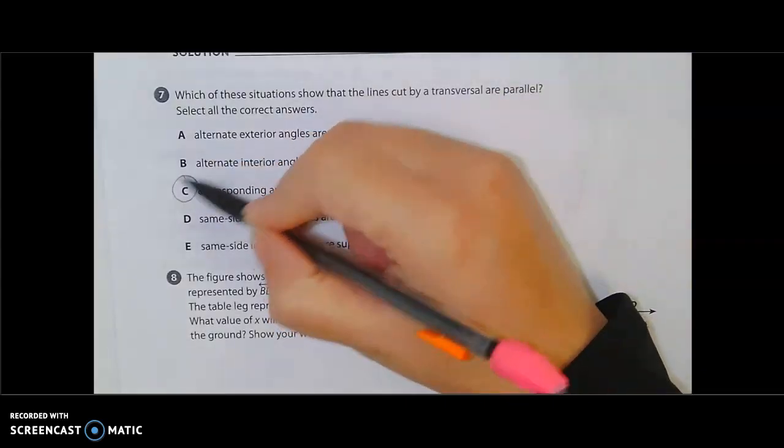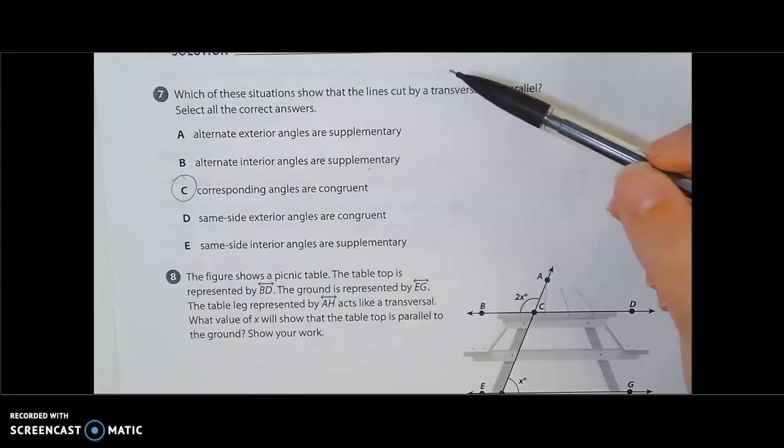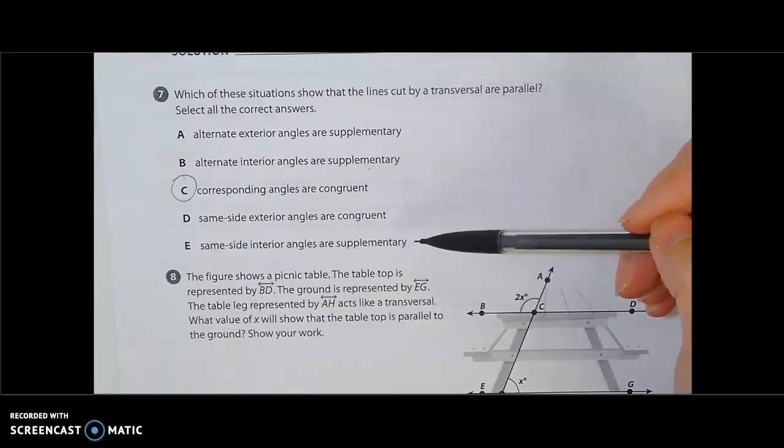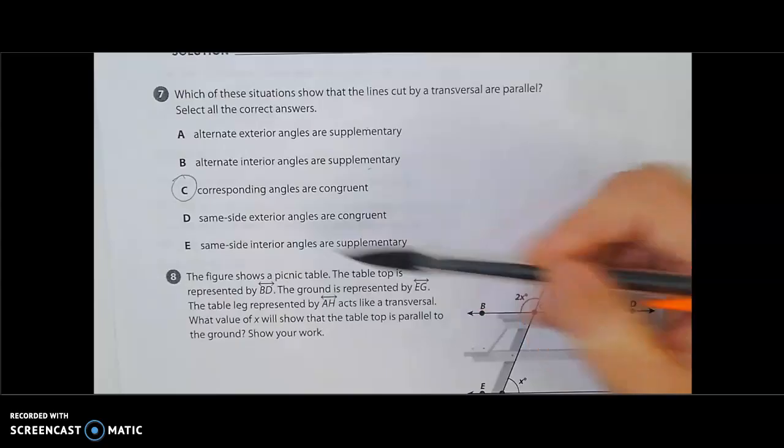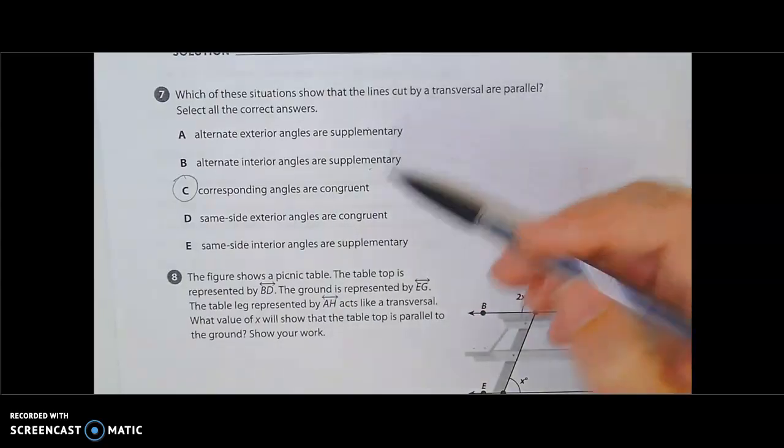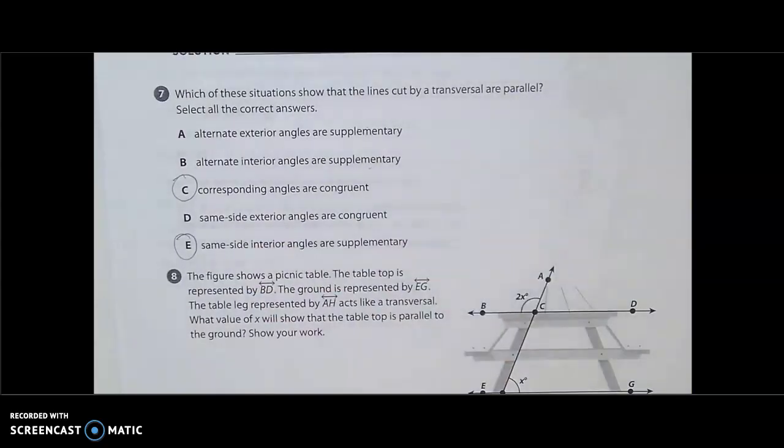Corresponding angles are congruent. That is something that is true. Same side exterior angles are congruent. That is not true. And same side interior angles are supplementary. That is true. And I know that we could talk about same side exterior angles can be congruent if the angles are 90 degrees, or same with A and B, that those would be supplementary if the angles were 90 degrees. But that's a one-time case and does not prove that lines are parallel.